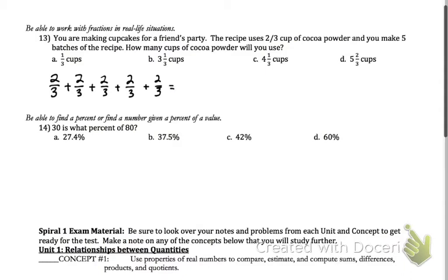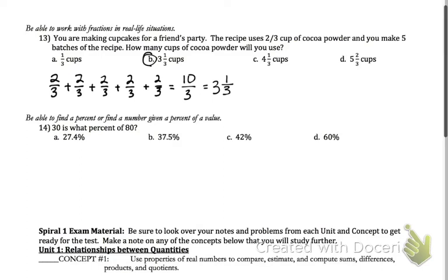The way that you add fractions is you add the numerator as long as the denominator is the same. So 2 plus 2 plus 2 plus 2 plus 2 is 10 over 3. Keep the denominator the same. 3 goes into 10 3 times. We're going to want a mixed number here, so we have to change this to a mixed number. 3 goes into 10 3 times, so that'd be 3, and there's 1/3 left over. So your answer here would be B.